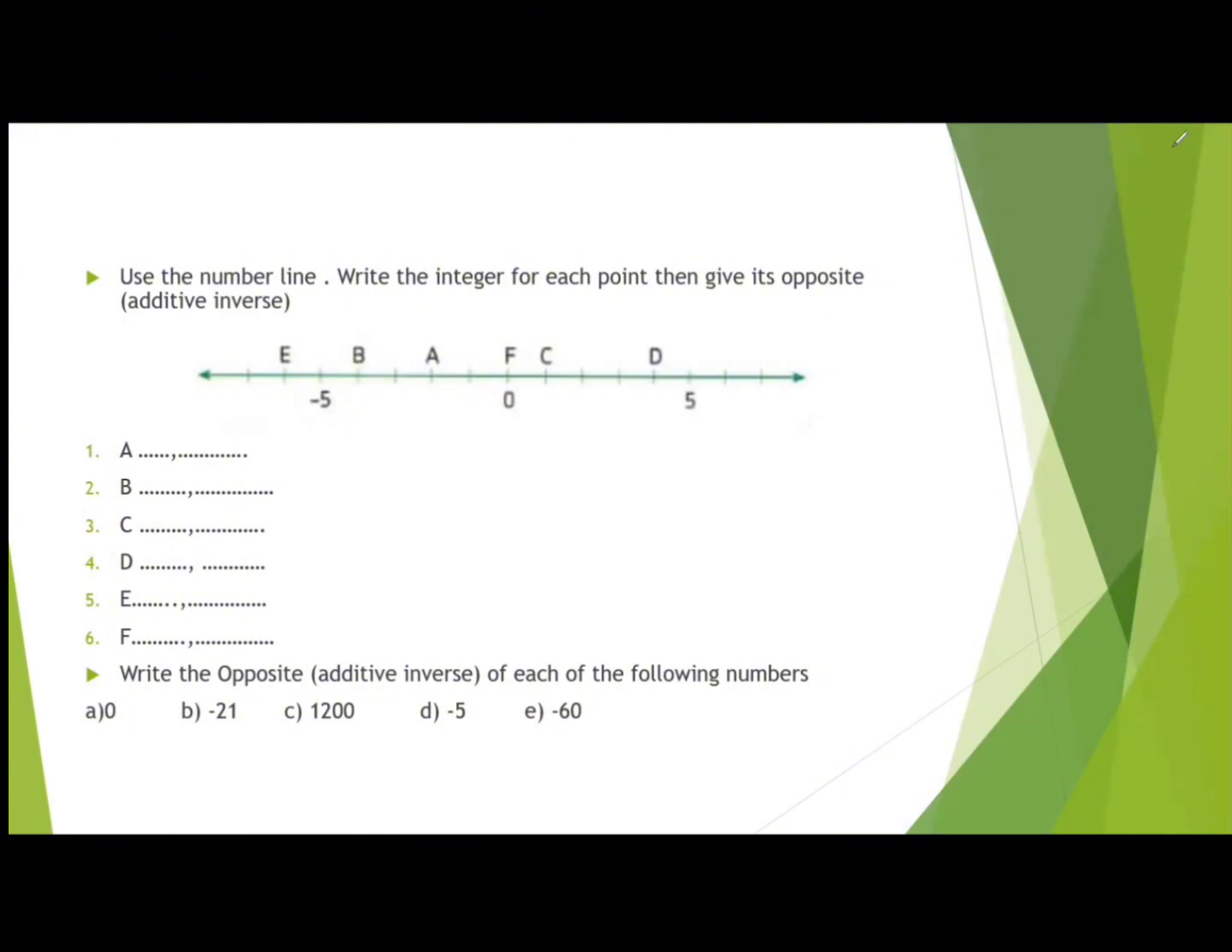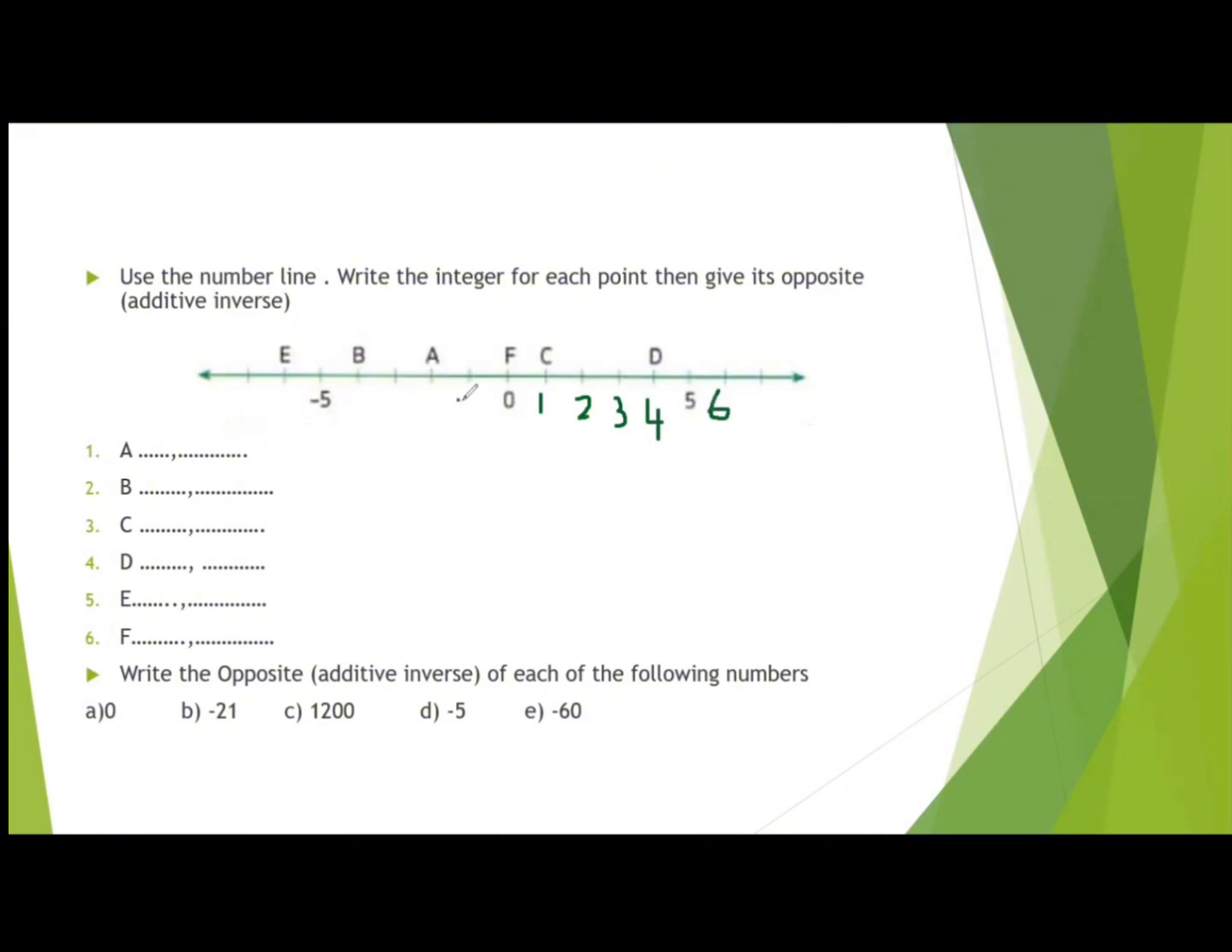Use the number line, write the integer for each point, then give its opposite. Its opposite means the additive inverse. From the beginning, you can write all the numbers to be easier. So this is 0 and this is 5. First, you have to know you will jump how many steps. So 1, 2, 3, 4, 5. So you count in ones. Sometimes you will count in 2s or 5s or 10s. So you have to know you count in ones. So this is 1, this is 2, 3, 4, 5, and so on, and 6.